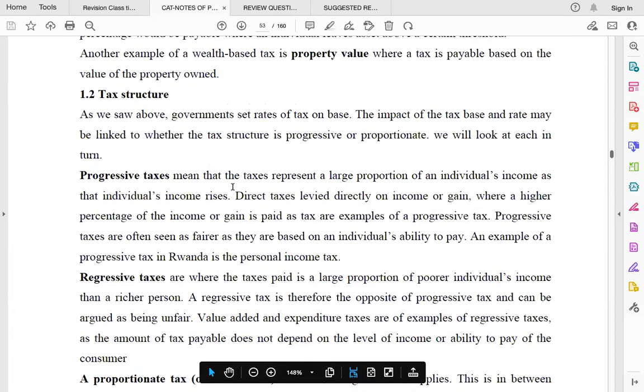Progressive tax means that the tax represents a large proportion of individual income as that individual income rises. So progressive taxes are direct taxes levied directly on income or gain, where a higher percentage of the income or gain is paid as the tax, are examples.